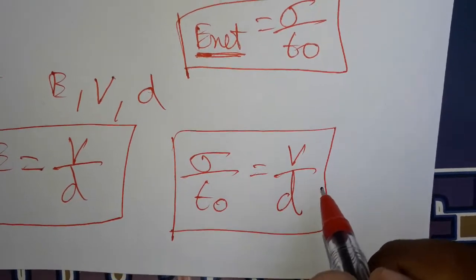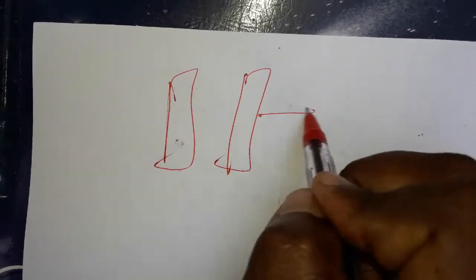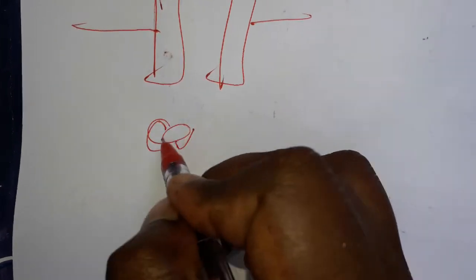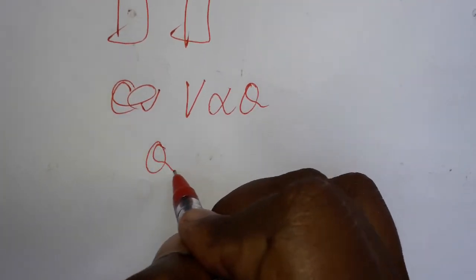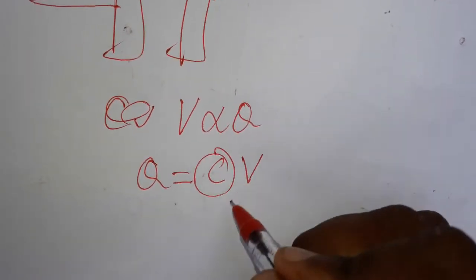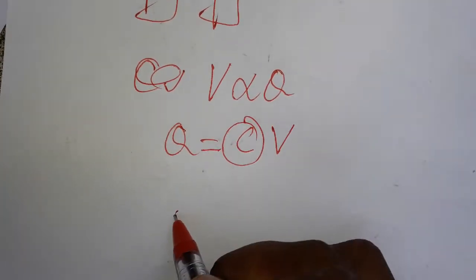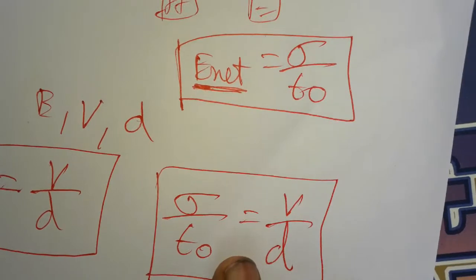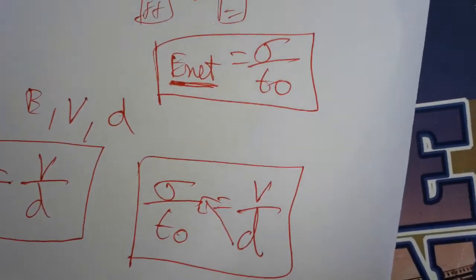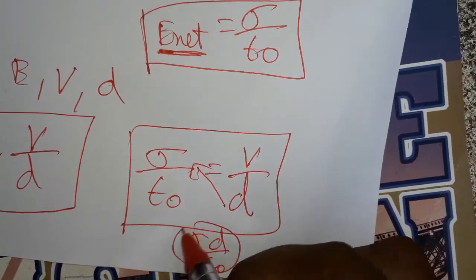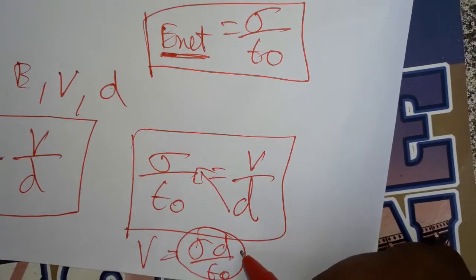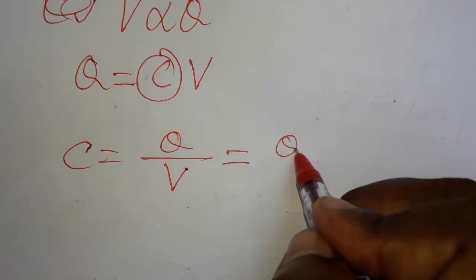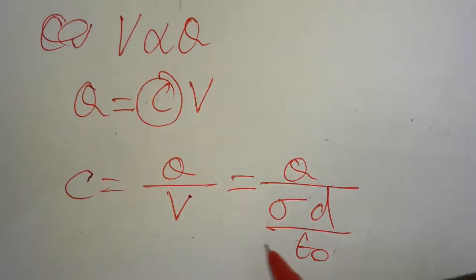Now I got voltage. So I am going to teach you how to find the capacitance. For the capacitance of a capacitor C, V is directly proportional to Q. So Q is equal to a constant times V. The constant is the capacitance of the capacitor, Q equals CV. So now C is equal to Q divided by V. I know what V is: V is equal to sigma D divided by epsilon naught. So C equals Q divided by sigma D over epsilon naught.